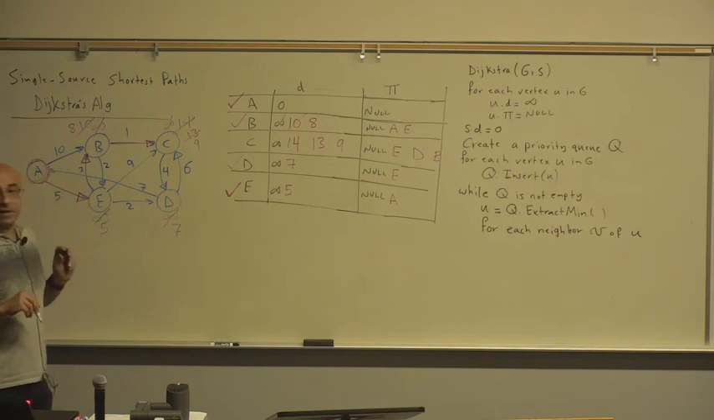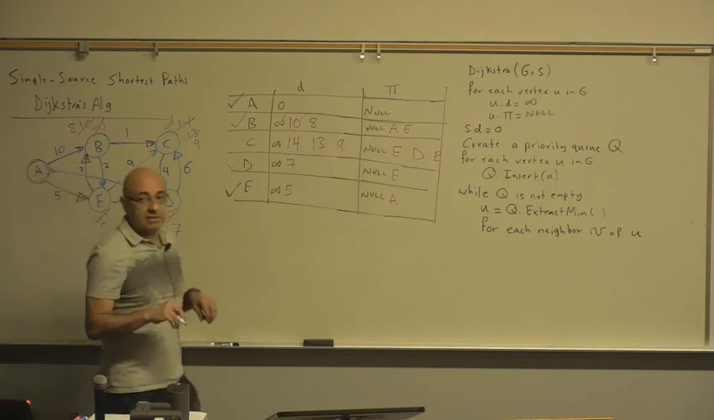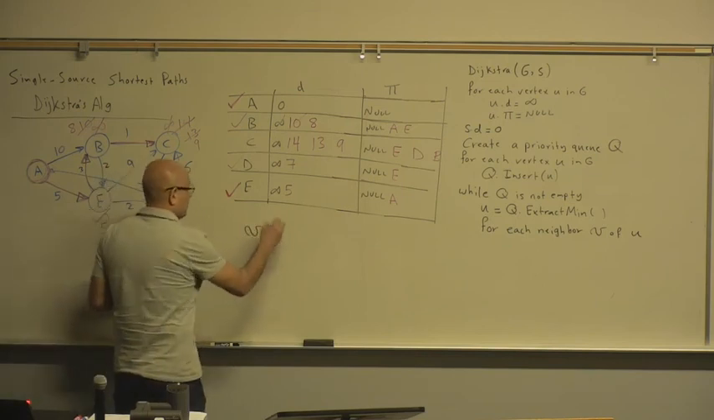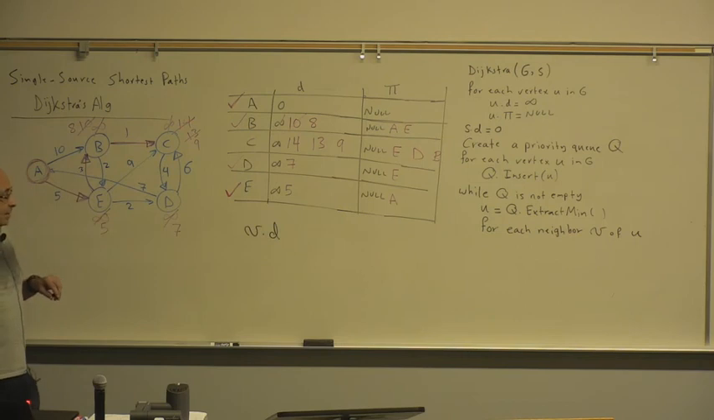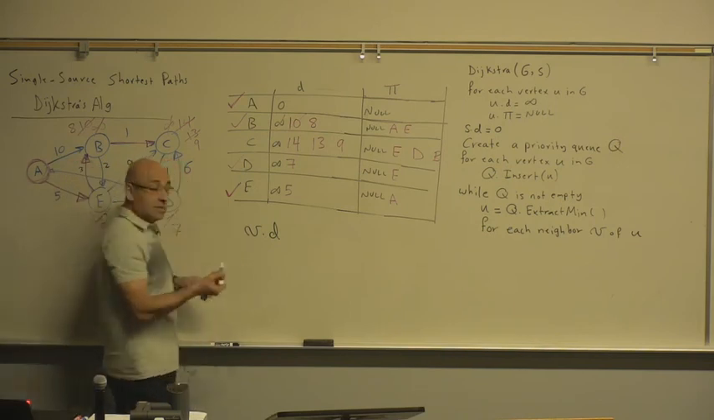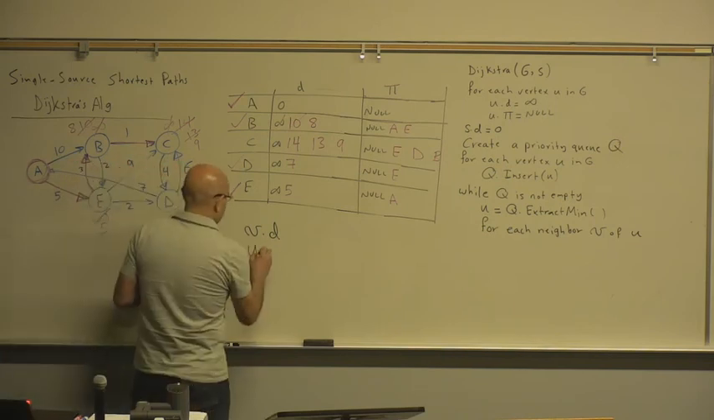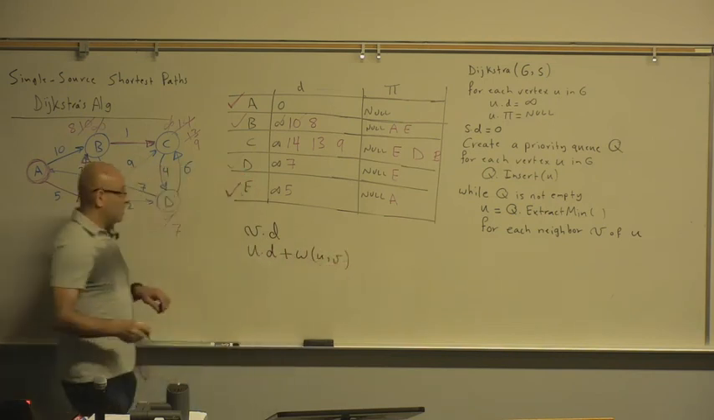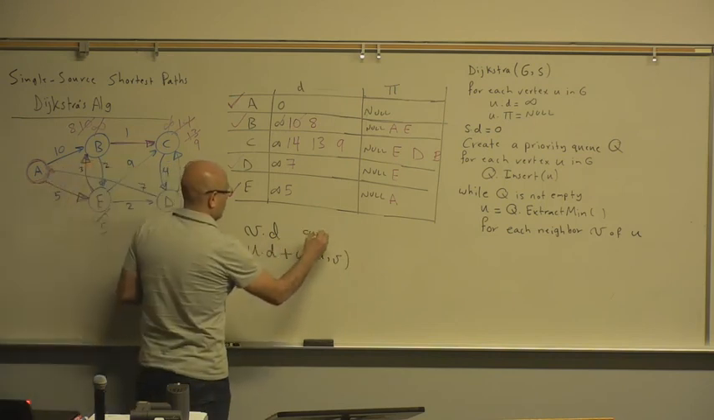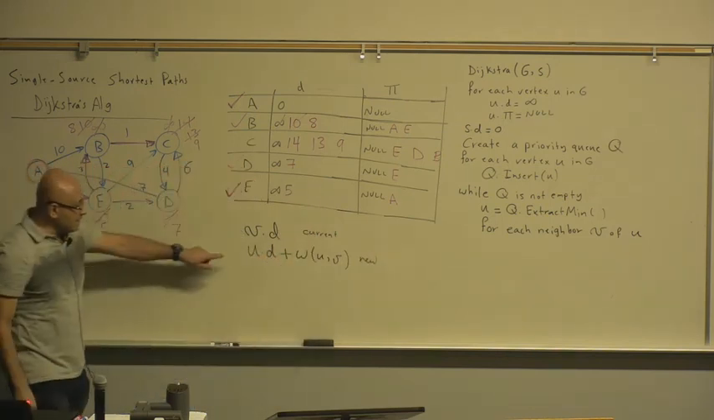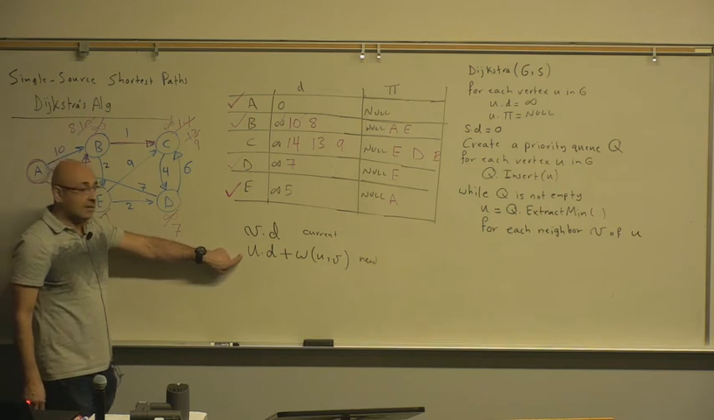We update the distance of the neighbor, but of course we update it only if it's better than the current distance, right? So we compare the current distance of the neighbor, which is v.d, with the new distance, which is what? What's the new distance? u.d plus the weight of the edge uv. So this is current, this is new. And if this is better, if this is less, we update.